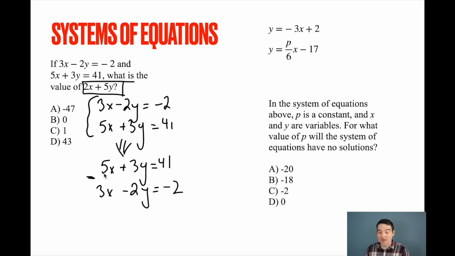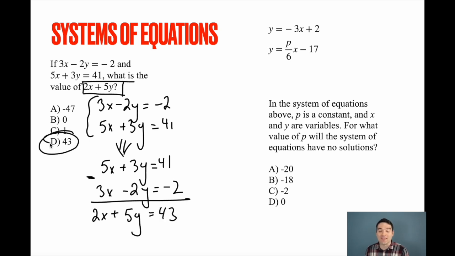Well, if I subtract both sides here, what do I get? I get 5x minus 3x is 2x. 3y minus negative 2y is positive 5y. And 41 minus negative 2 is 41 plus 2, or 43, which is the same answer that we got. So you can always add or subtract equations from each other. That might be a nice shortcut.